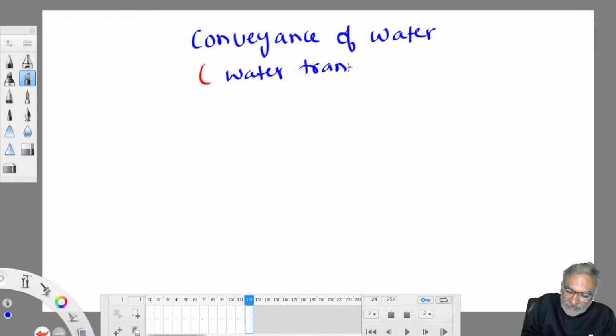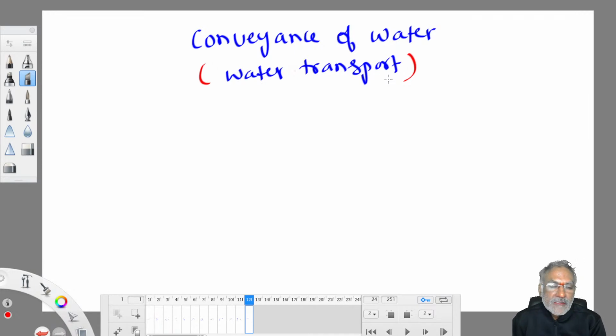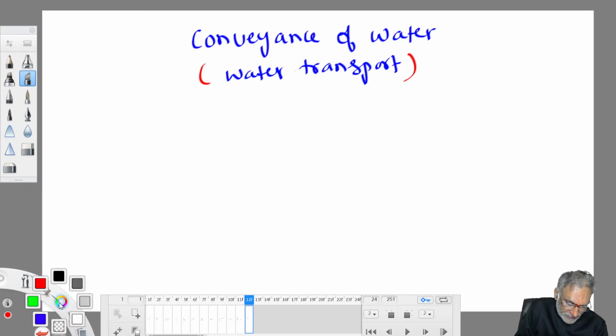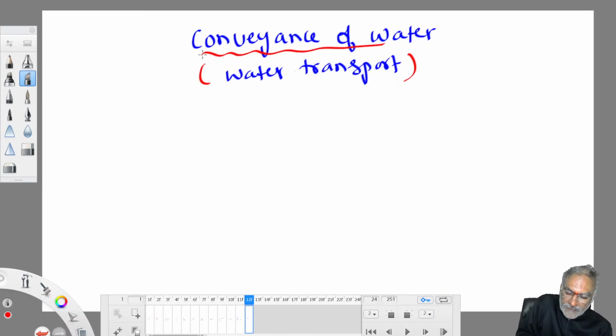Water transport. Conveyance of water means how water is transported. Which vehicle would you use? Goods train, or a car, or a bus, or an auto, or a rickshaw, or a truck. So individuals get water by using trucks and all, isn't it? But we don't use trucks. This is a bulk water supply system. In a bulk water supply system, employing trucks is practically not possible. Therefore, whenever we talk about conveyance, we use two types of conveyance systems.